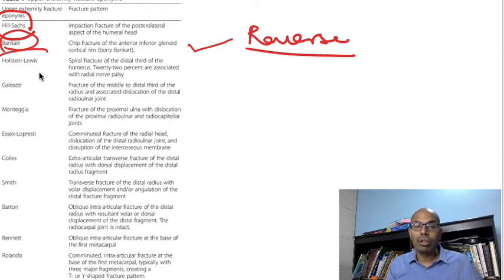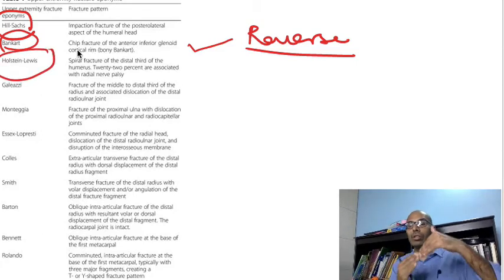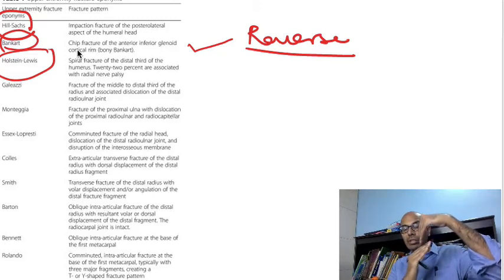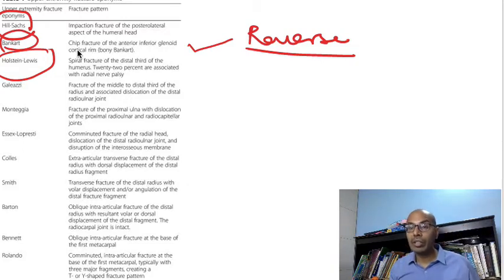What do you know about Holstein-Lewis fracture? Holstein-Lewis fracture is a lower third, mid-third junction humerus fracture, and the fracture kind of presses onto the intermuscular septum and can press into the radial nerve and cause radial nerve neuropraxia or radial nerve injury, and this is called Holstein-Lewis fracture.